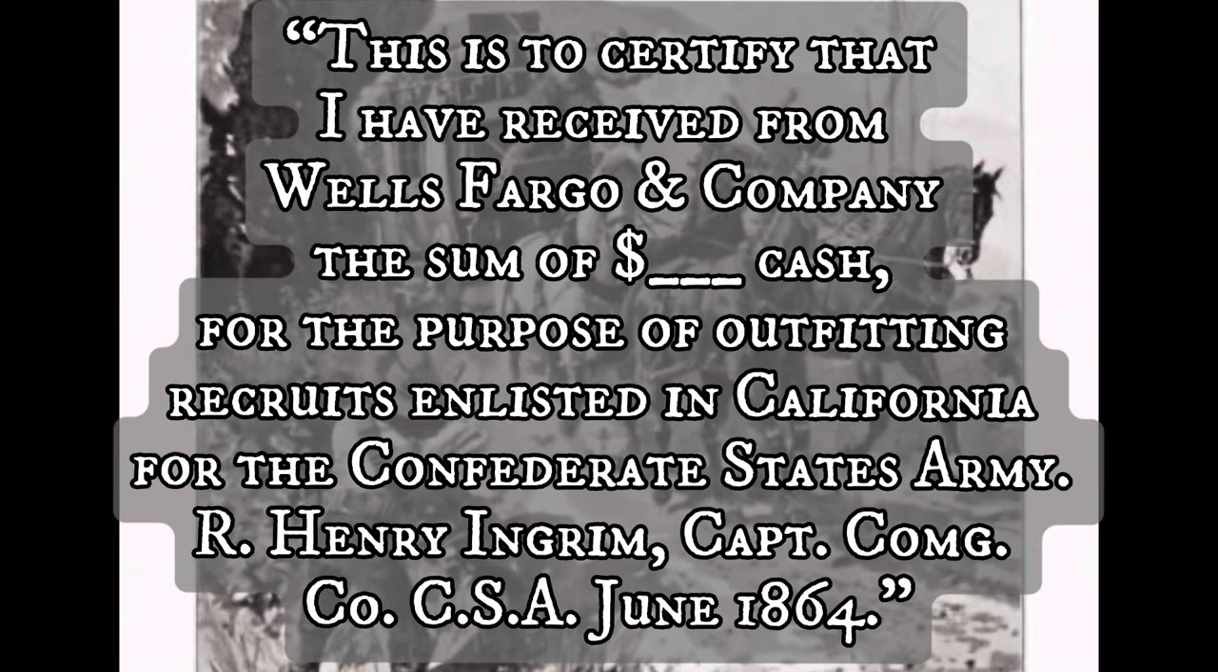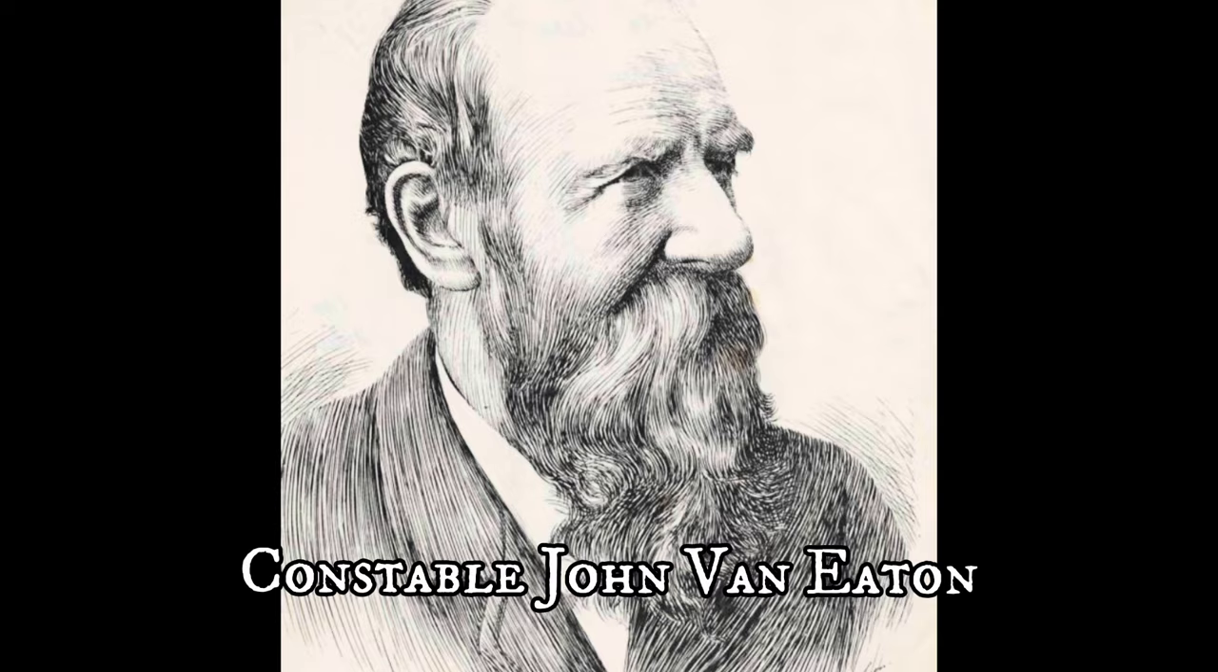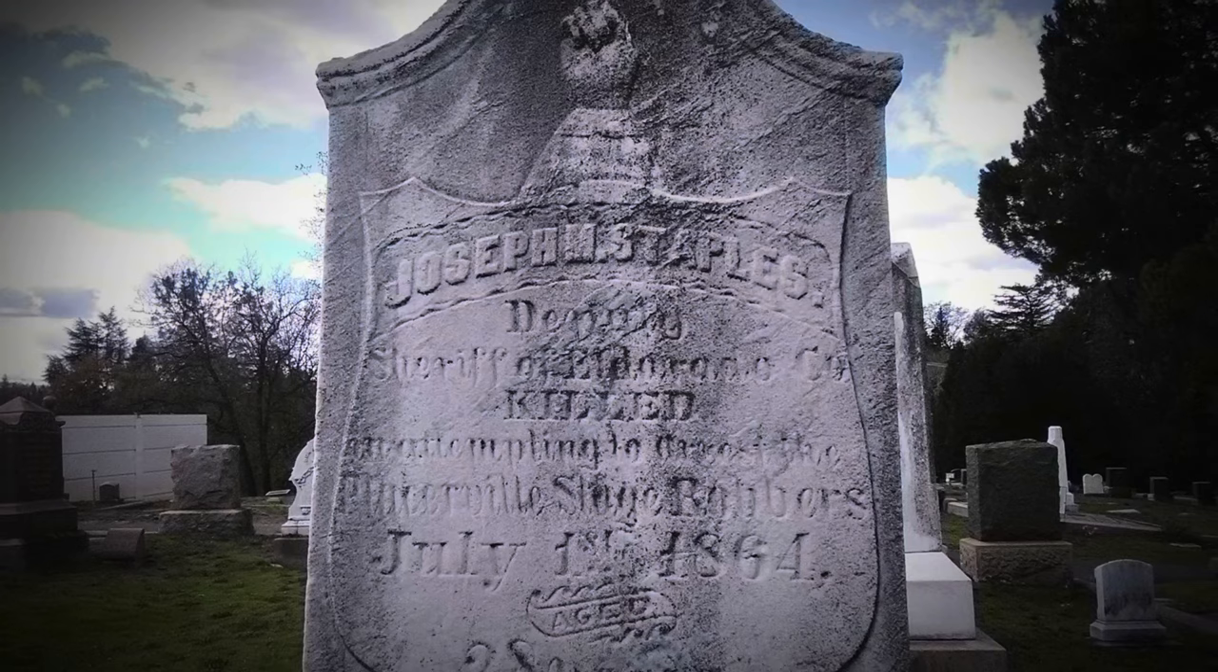They were initially successful in the robbery and made off with gold and silver bullion. However, it took only a few weeks for the local sheriffs and their team to capture most of the outlaws. In the end, the deputy sheriff was killed, and the gold and silver was recovered. It was never used to recruit Confederate soldiers.